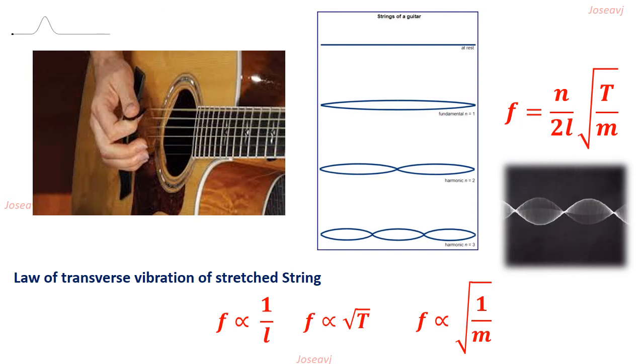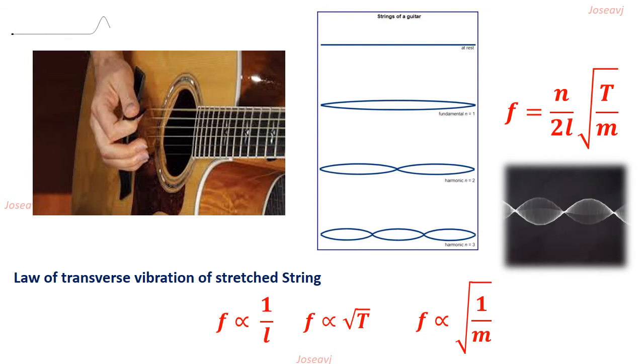So the expression for frequency of transverse vibration of a stretched string is given by f is equal to n by 2L root of T by m, where n is the number of segments, T is the tension, m is the linear mass density, and L is the length of the string.